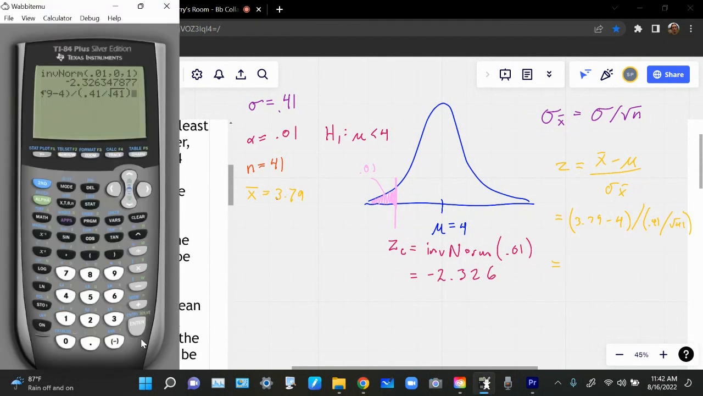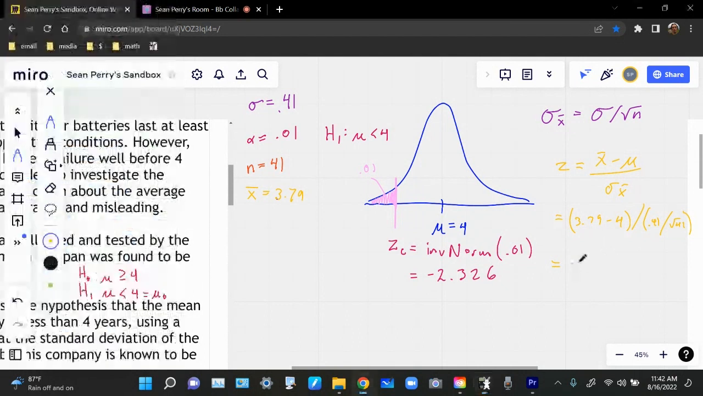Again, why do I load this all into the calculator? Because the more you round, the more error you accumulate. This is the most precise answer. So you have negative 3.2796. I'll round this to negative 3.28.